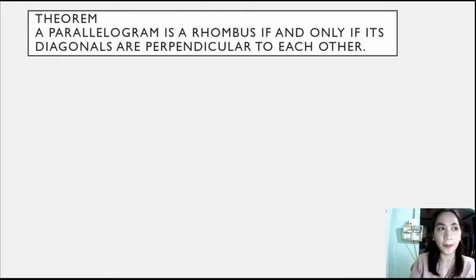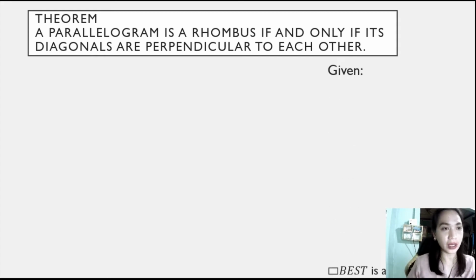For the second theorem, a parallelogram is a rhombus if and only if its diagonals are perpendicular to each other. Kailangan lang natin mapakita dito na yung diagonal niya daw dapat perpendicular para masabi natin na yung parallelogram natin ay isang rhombus.